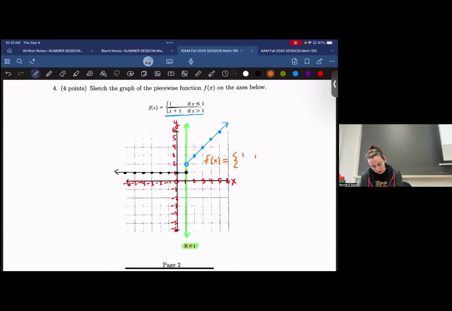We have 1 when our x is less than or equal to 1, and then we have x plus 1 when x is greater than 1. And we're done. Full credit.